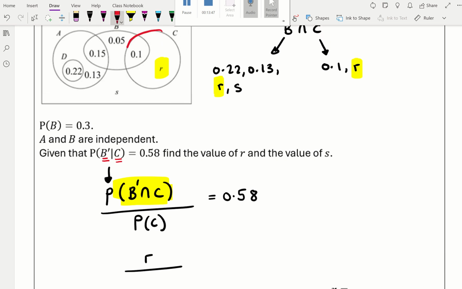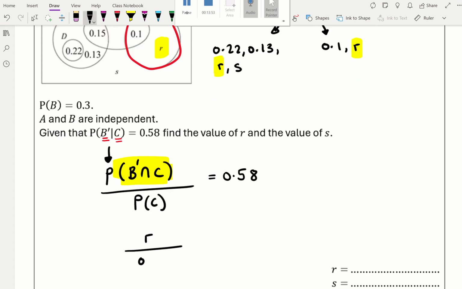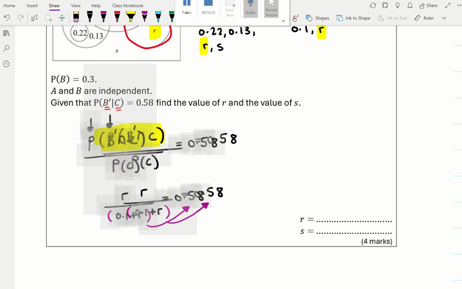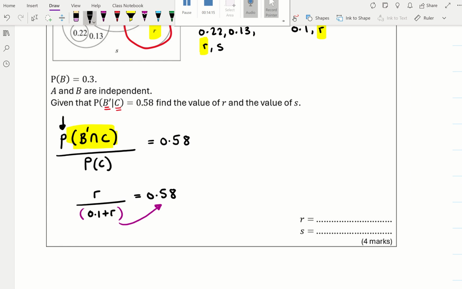Well, the probability of C, what is C? 0.1 plus R is 0.58. So that's an equation that we can solve. The first thing I'm going to do, put brackets around that, and I'm going to multiply it up. So I'm going to move this to this side. So I now have R equals 0.58 times (0.1 plus R). These are brackets, so I'm going to multiply the brackets in.